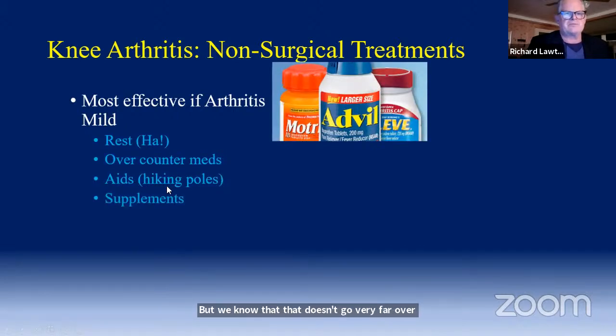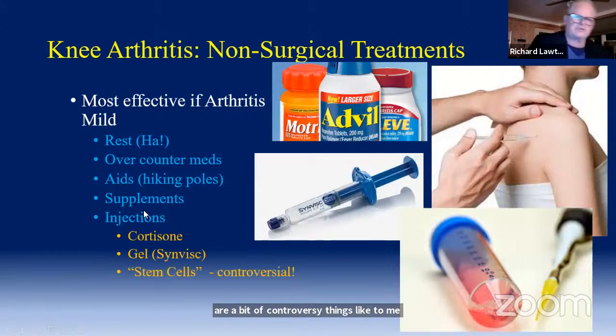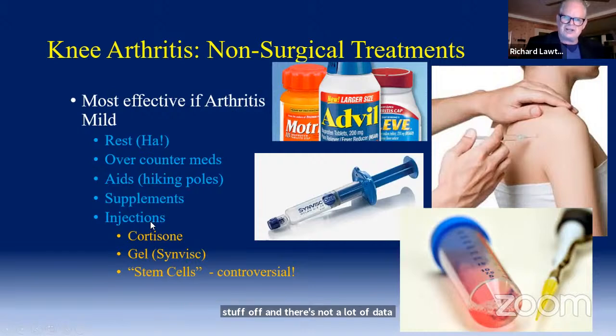Over-the-counter medications, sometimes hiking poles, and supplements are a bit of a controversy, things like turmeric and garlic. People want to try that stuff, and there's not a lot of data to support it. Injections: you can have things injected into your arthritic knee, like cortisone. Then there are other gel products that can be injected into the knee. Some people hear that called rooster comb. These products are not going to cure your arthritis. They may make you feel better in the short term, so they're worth a try, but they're certainly not a cure.